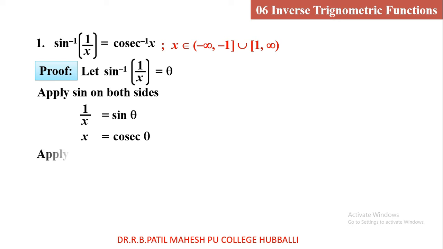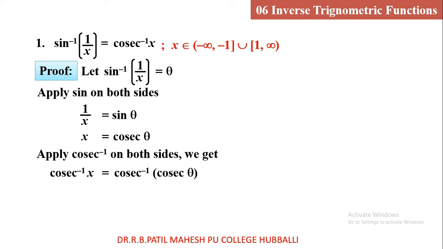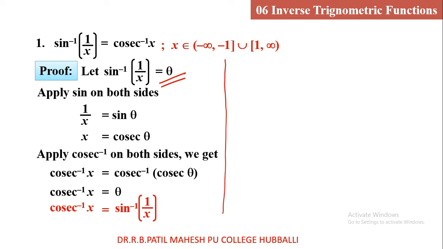that will be cosec theta. So apply cosec inverse on both sides, so that the left side is cosec inverse x and the right side is cosec inverse of cosec theta. So cosec inverse x equals, from the property of inverse trigonometry, cosec inverse and cosec removed, only theta remains. Replace the value of theta here, that is cosec inverse x equals sine inverse 1 by x, because you have taken theta as sine inverse 1 by x.